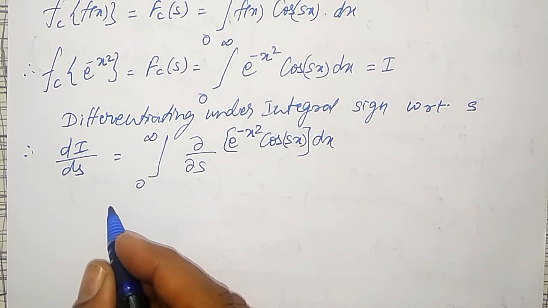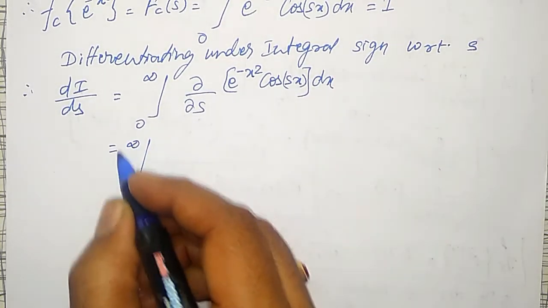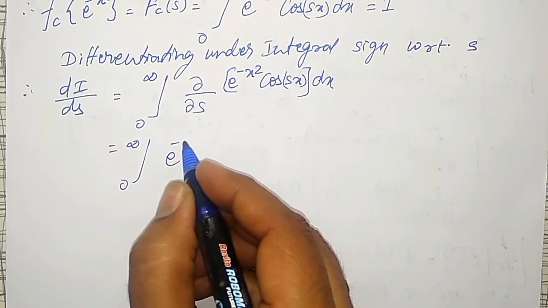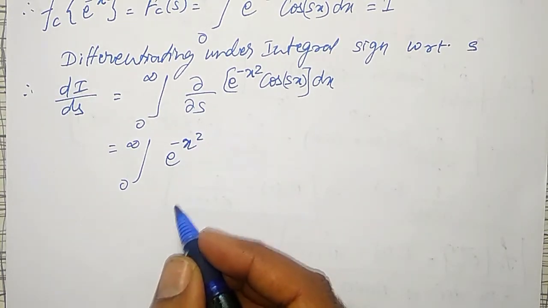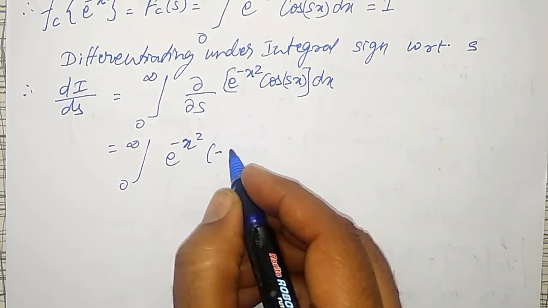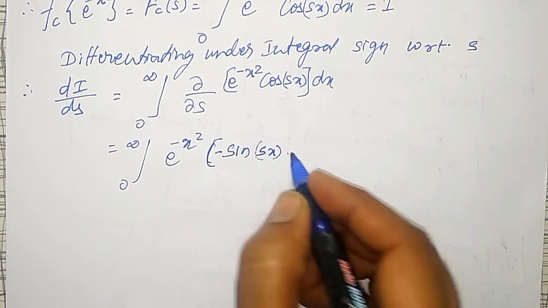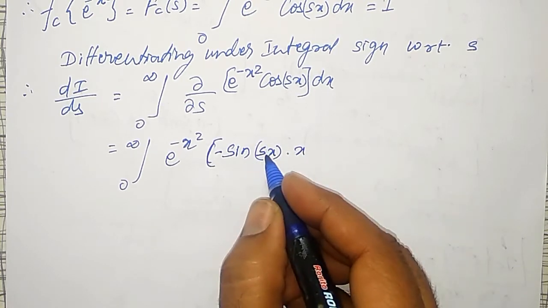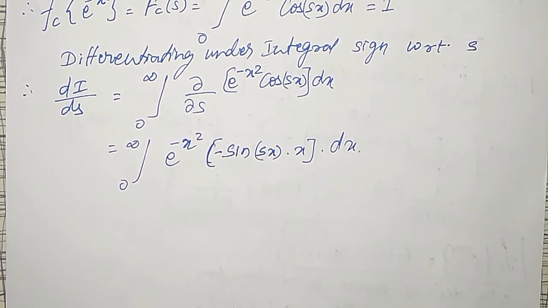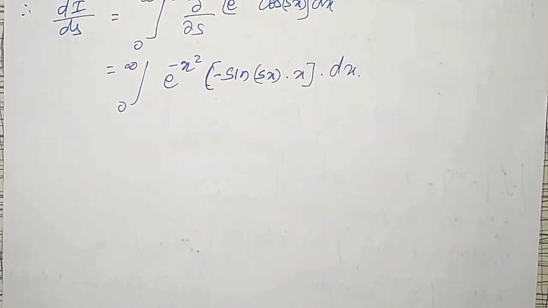Then what happens after differentiating partially with respect to s? That is integration from 0 to infinity, e to the power minus x square as constant as it is, into differentiating cos sx with respect to s partially, that is minus sin sx into x, the differential of sx with respect to s will become x, into dx. Again, this looks like not integrable. For some adjustments I have to do.